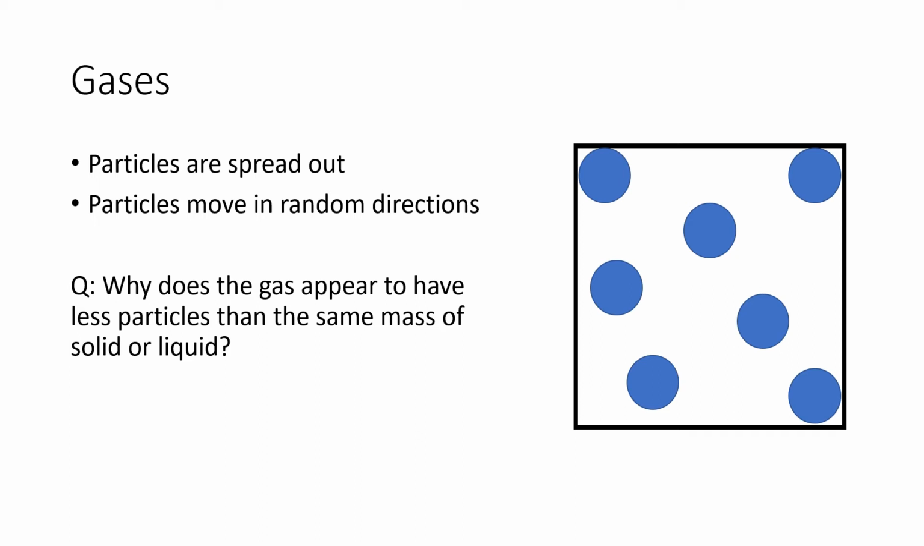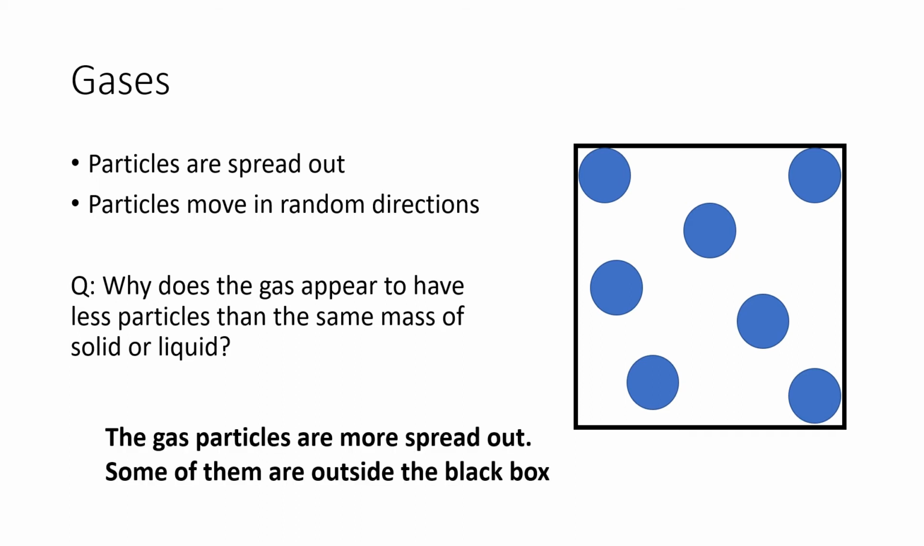Why does the gas appear to have fewer particles than the same mass of solid or liquid? There are fewer circles in the picture. Why? Well, it's not that we've lost any substance or lost any material. It simply comes down to the fact that the particles are so spread out that the other particles no longer exist inside that little box.